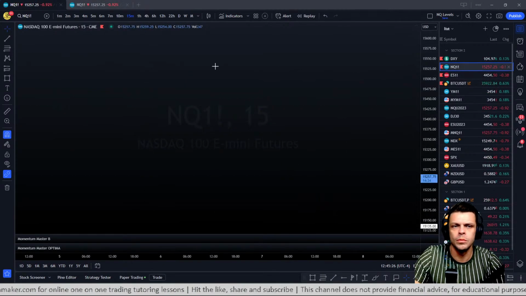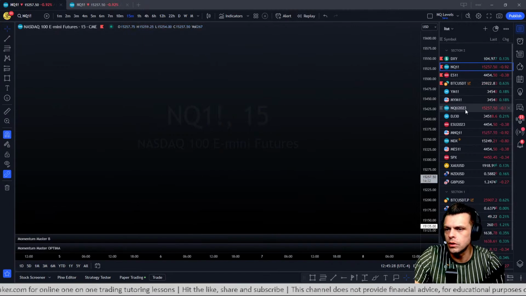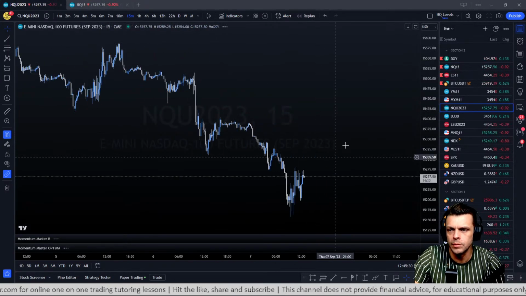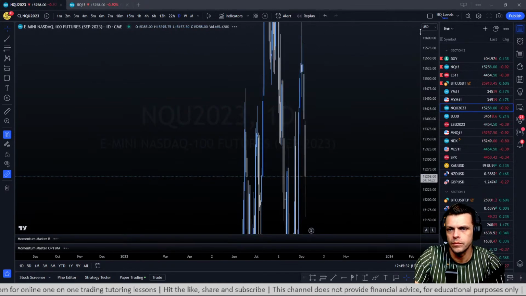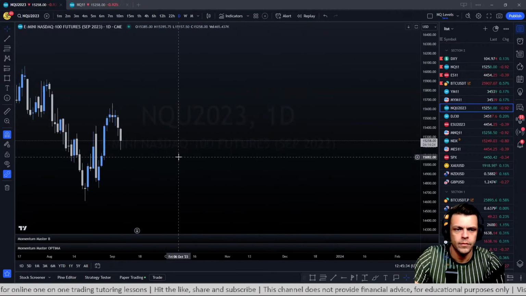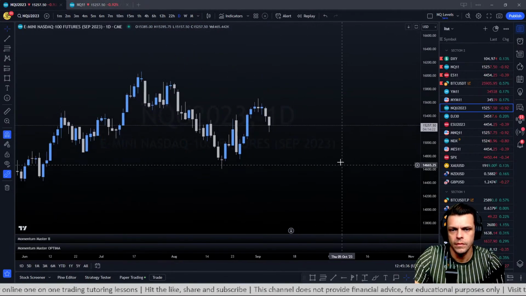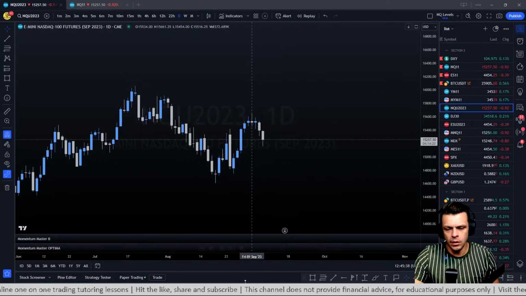My NQ chart has been doing strange things, so I've been using the September contract one today. Okay, that's played out pretty nice.